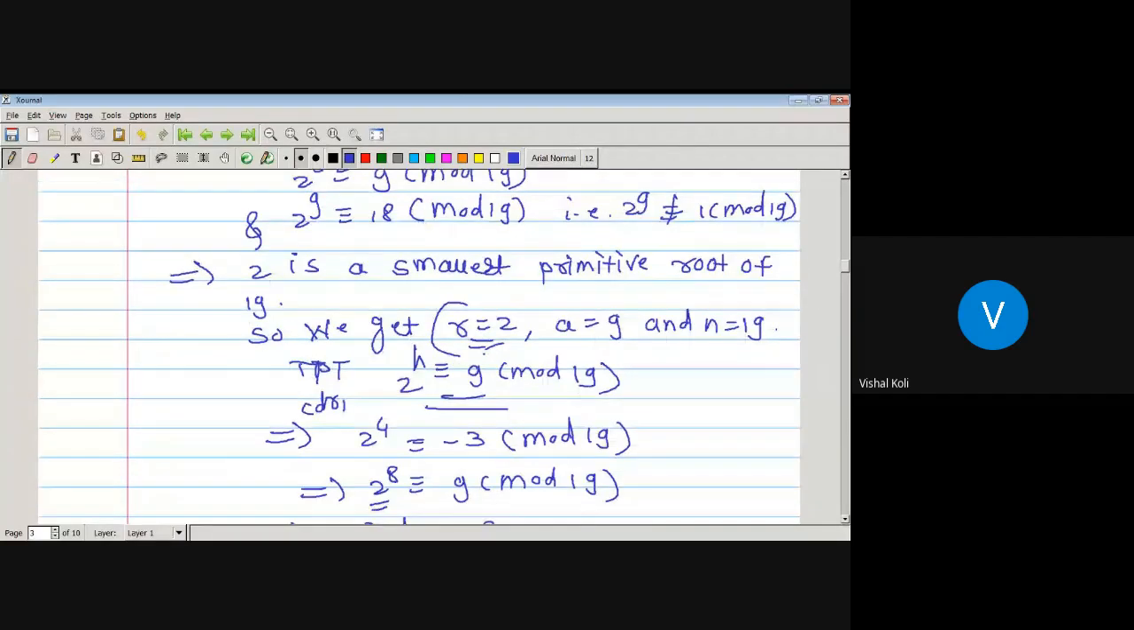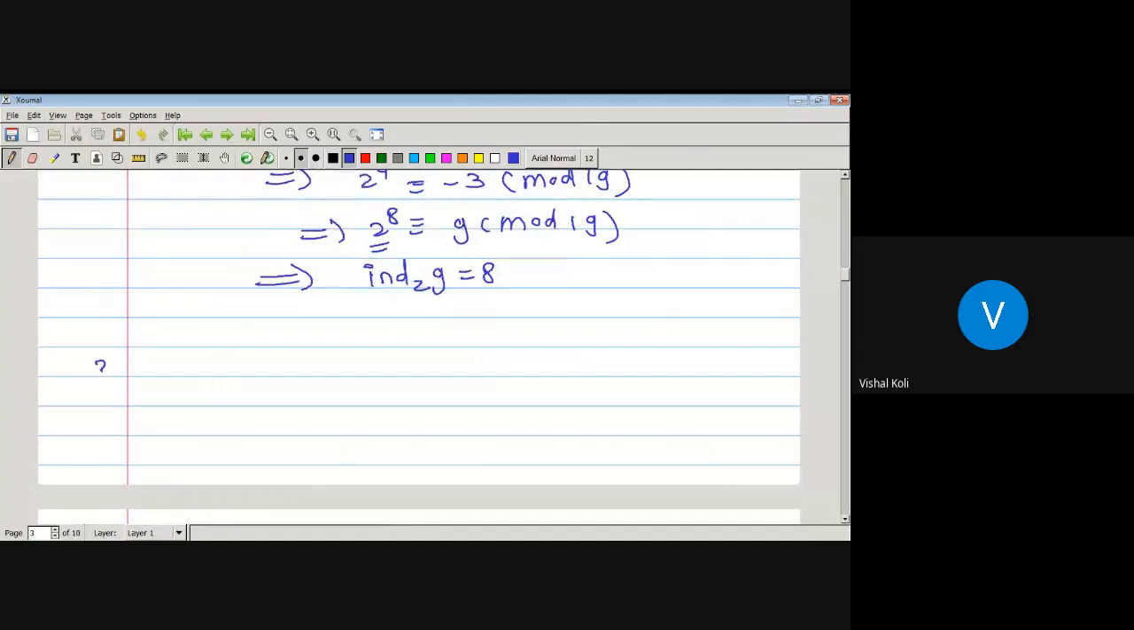So in this way we can find out the primitive roots of any integer. Let us take the second example.